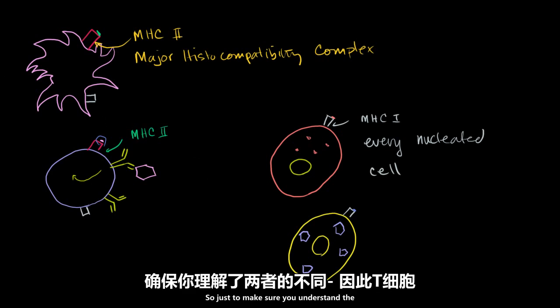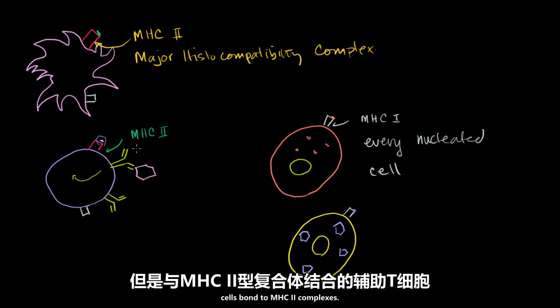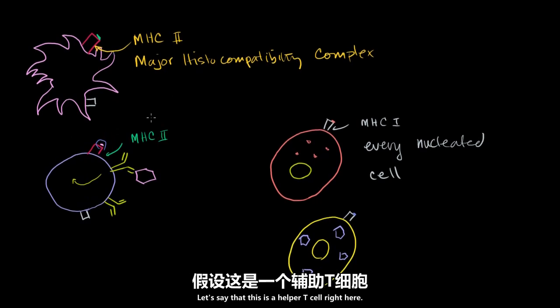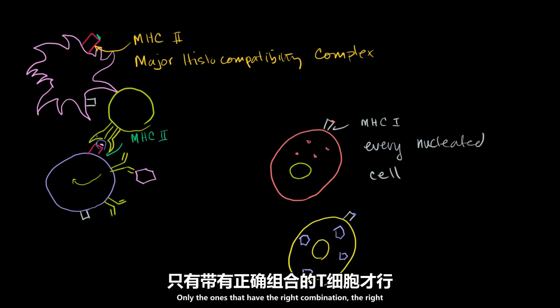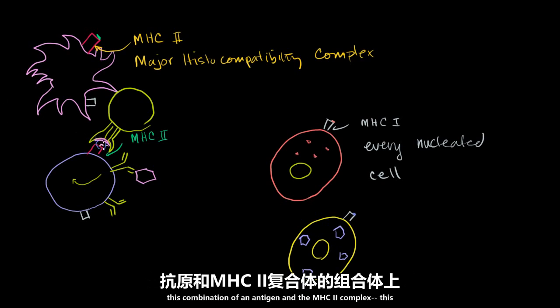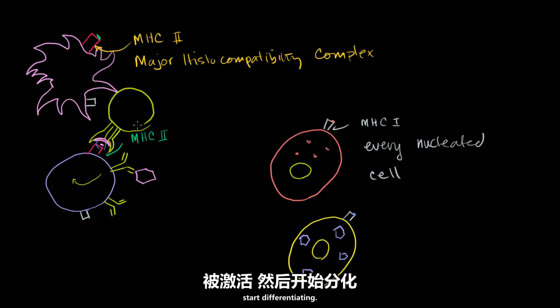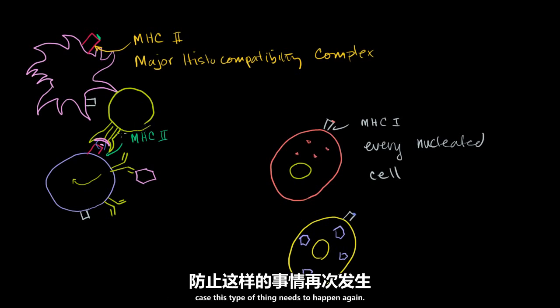So just to make sure you understand the difference. T cells both have T cell receptors, but the helper T cells bond to MHC2 complexes. So if this was a helper T, let me scroll up a little bit. No, I don't have space up there. Let's say that this is a helper T cell right here. Not all helper T cells will, only the ones that have the right combination, the right variable portion right here, that just perfectly bonds to this combination of an antigen and the MHC2 complex. This type of helper T cell will bond here, get activated, and start differentiating. And the effector versions of them will start raising the alarms, and the memory versions of them will stick around in case this type of thing needs to happen again.